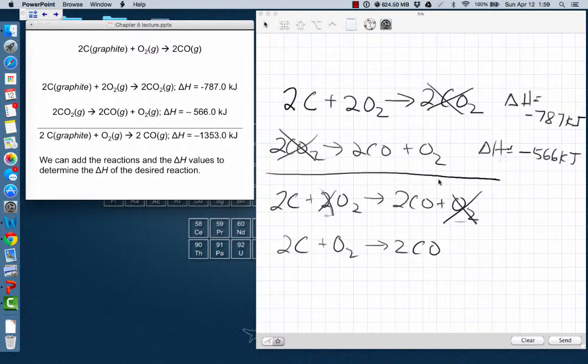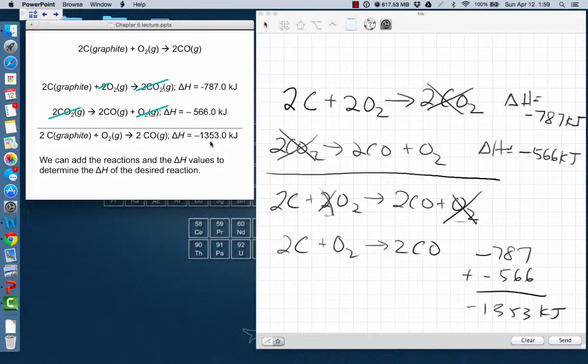So now we added these two reactions together, so all we have to do is add these two numbers. So it's minus 787 plus minus 566, and we get minus 1353 kilojoules. Okay, so we just added those two things up. It's kind of fun once you get to know these and once you get to learn how to do them, because they're like little puzzles, kind of. All right, so here we see on the PowerPoint slides that it's canceling out the oxygen, it's canceling out the carbon dioxide, it's leaving just what we had, and we end up with our equation.